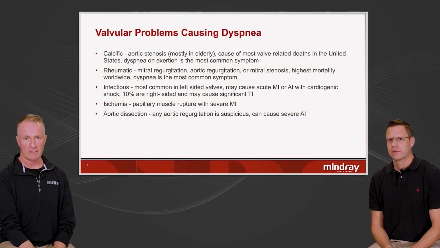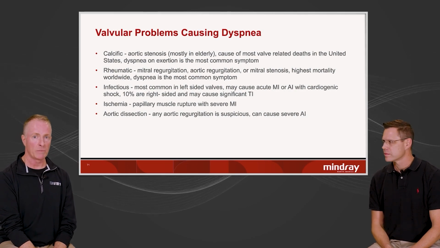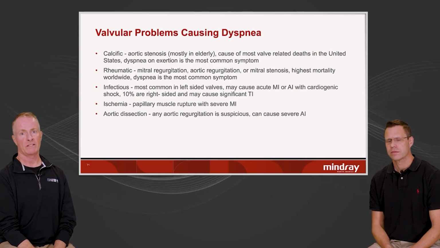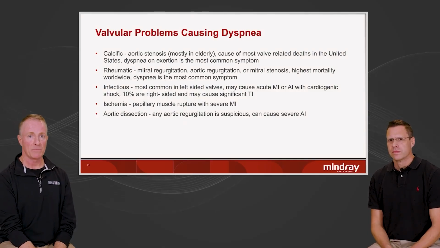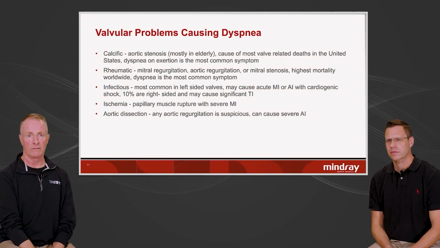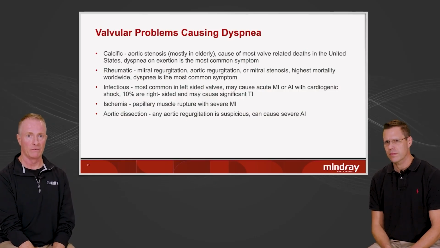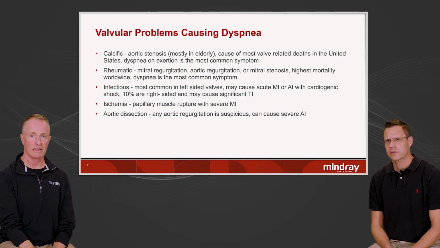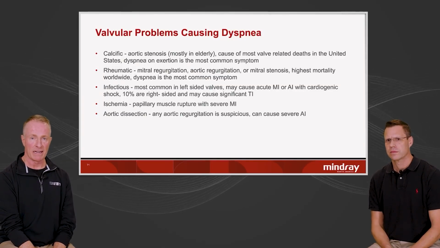Let's talk about aortic stenosis first. So it's fairly common. 4% of patients over 65 have significant aortic stenosis. Dyspnea is the most common symptom, until they get to the point where they're really sick, and then they might actually have cardiogenic shock, and maybe pulmonary edema even. But that's going to be kind of the end stage.